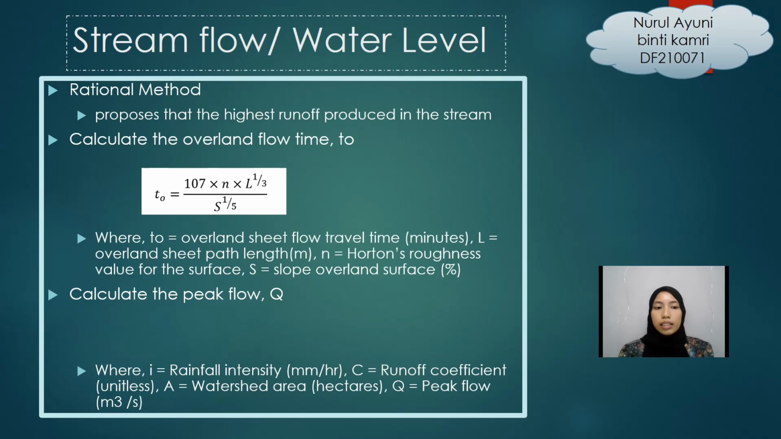Third is to calculate the peak flow Q. Q uses this formula where I is rainfall intensity in unit mm per hour, C is runoff coefficient, A is watershed area in unit hectare, Q is peak flow in unit meter cubed per second.